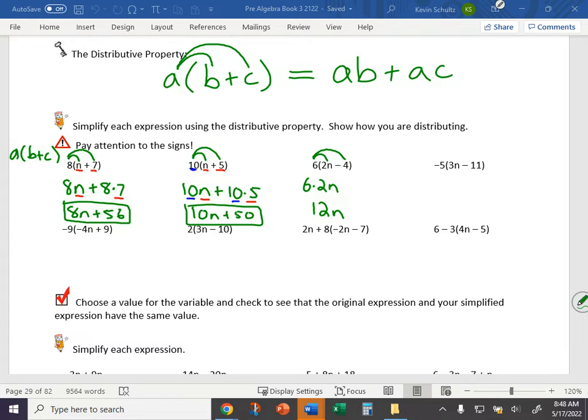And then minus 6 times 4. Why is it a minus that time there? Why is it a minus, Carter? Because it's a negative 4. Right? And what is negative 6 times 4? Negative 24. So 12n minus 24.